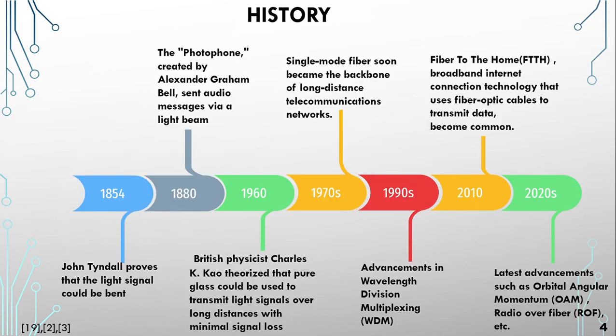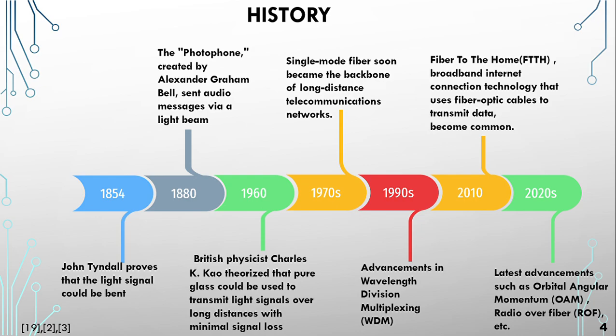Then we can look into the history. In 1854, a scientist named John Tyndall proved that the light signal can be sent. And coming to 1880, Alexander Graham Bell created the photophone, which actually sends audio messages via a light beam. In 1916, British physicist Charles K. Kao theorized that pure glass could be used to transmit light signals over long distance with minimal loss.